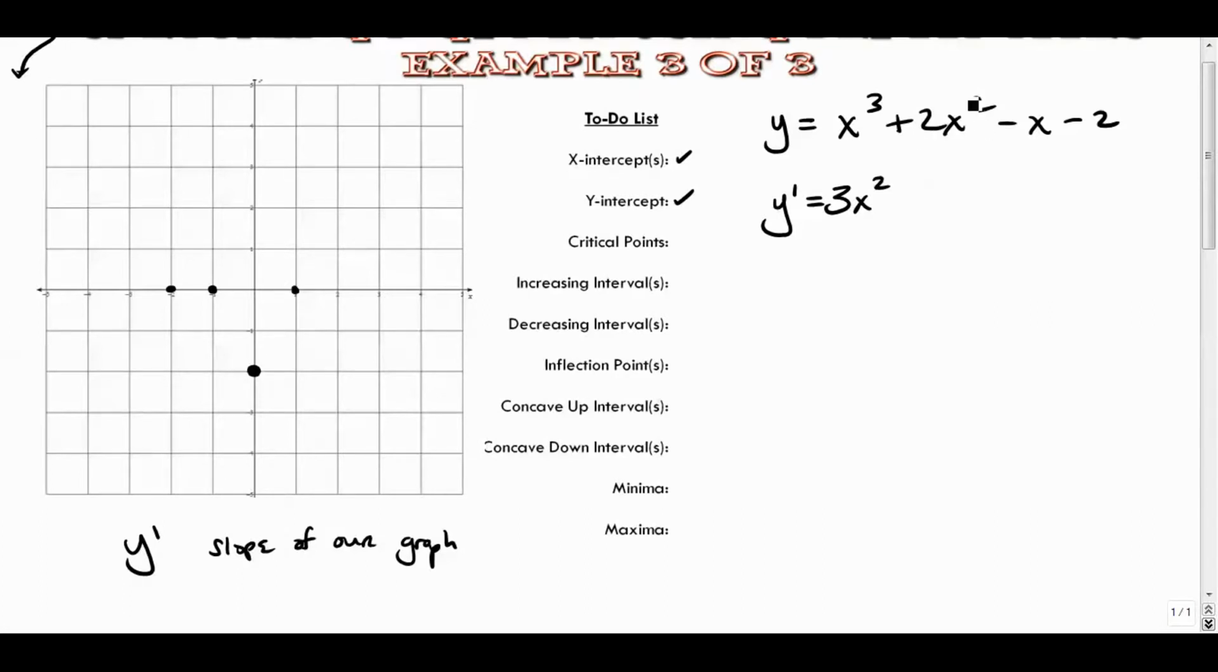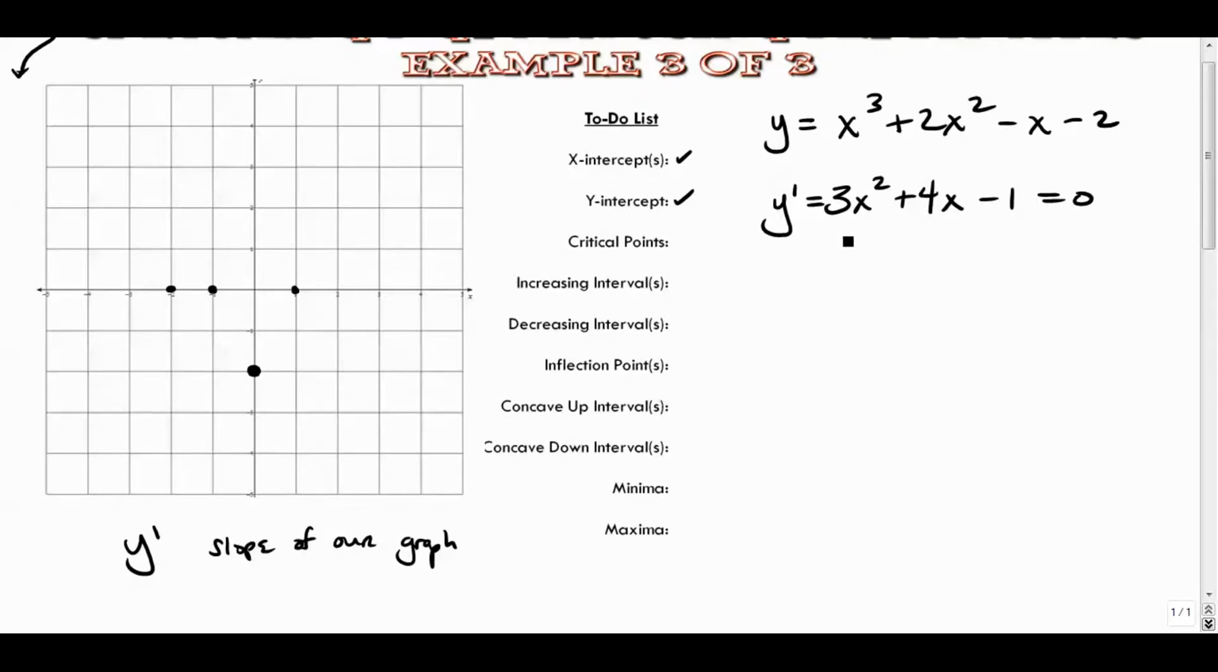Same thing here. 2 times 2 is 4. Rewrite the x, bring your exponent down. 2 minus 1 is 1. I'm not going to write it there though. Negative x differentiates to just -1, and the -2 cancels out. So that's our derivative. Set that equal to 0.